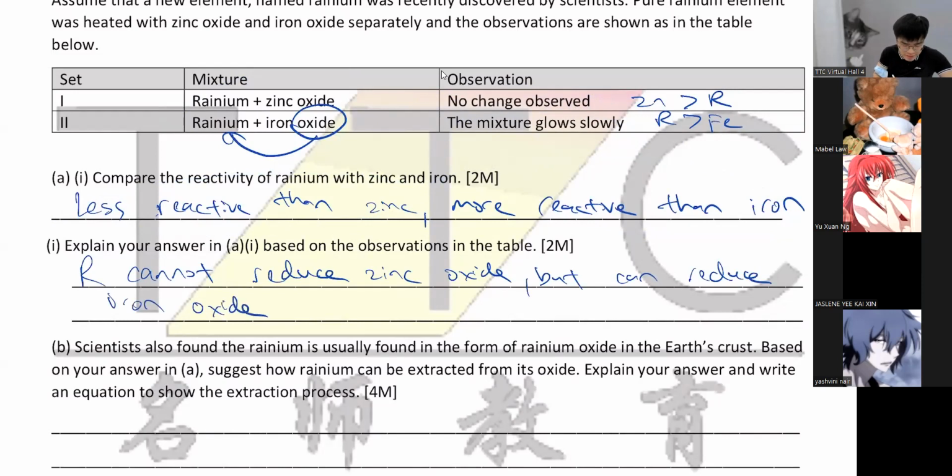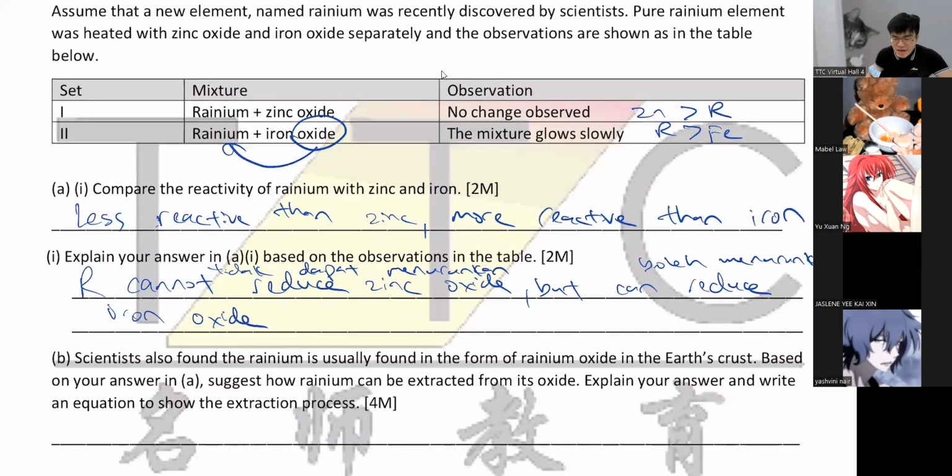Okay, rhenium cannot reduce zinc oxide, but it can reduce iron oxide. That means rhenium cannot take the oxygen away from zinc oxide, but it can take the oxygen away from iron oxide. All right, so that means rhenium is somewhere between zinc and iron.